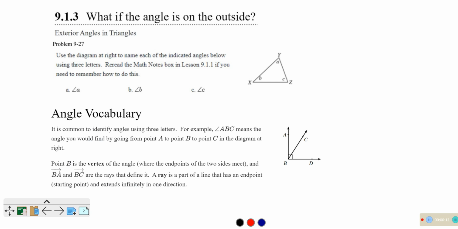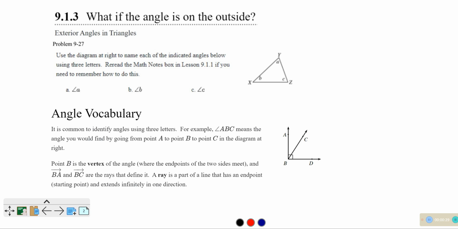So yesterday we were dealing with missing angles inside a triangle. And today we're going to focus on what if an angle is missing on the outside? And you ask, why would we do that? Well, you're going to see why.